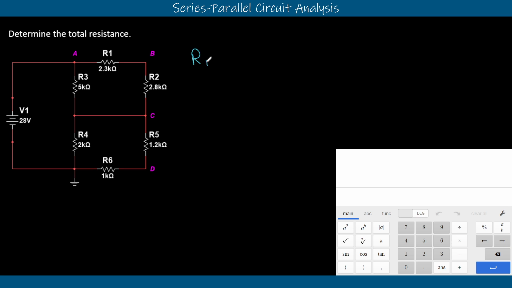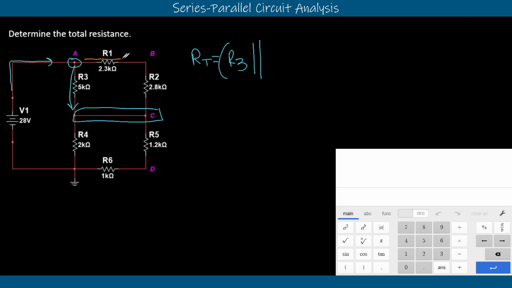We can say RT is equal to, and we can follow out our current and say as soon as we hit a node, we'll open a parenthesis. We'll follow one pathway to the next node, and we see that that goes through R3 and hits point C. So we'll say R3 is in parallel with, then we go the other pathway up here, and we have R1 and R2. So we'll say that's in parallel with R1 plus R2.